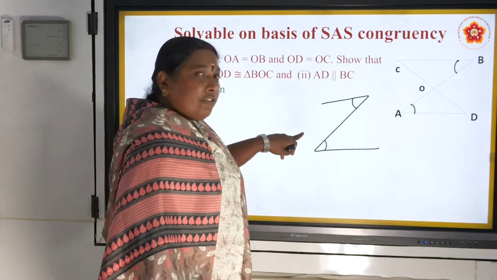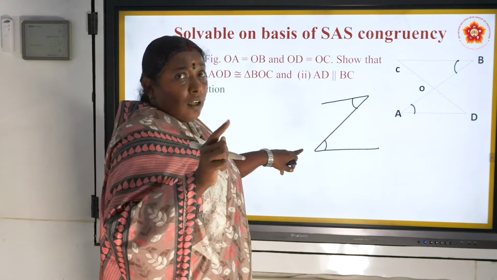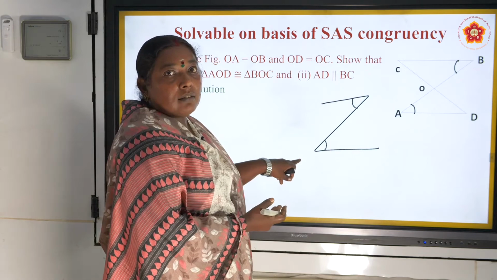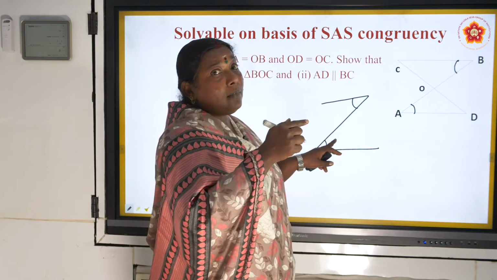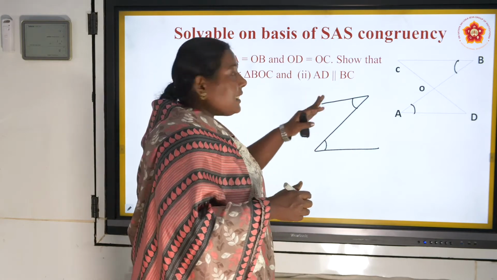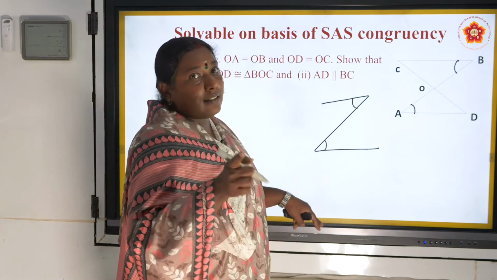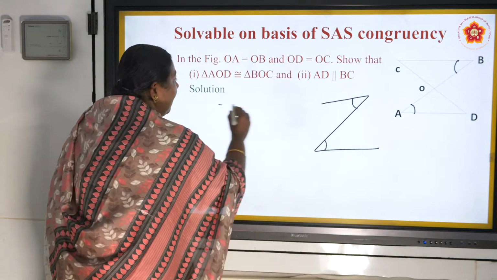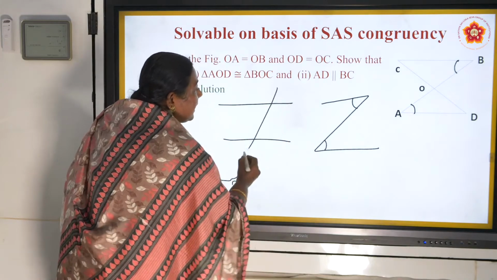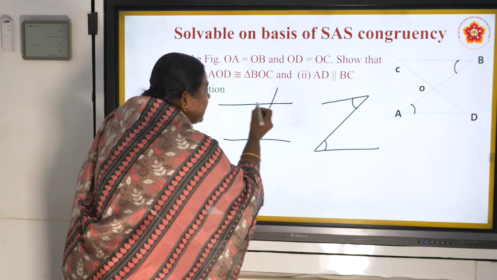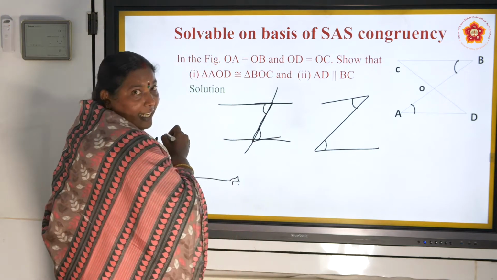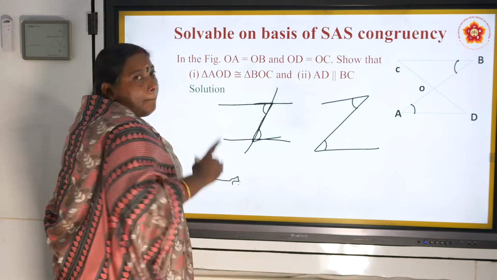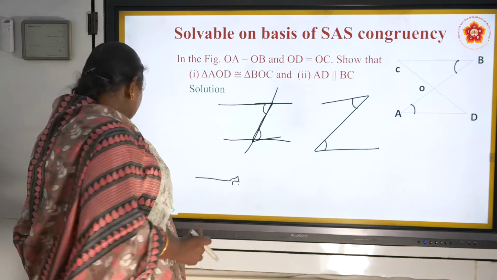Looking at this figure, your brain should tell, oh my God, this is an alternate angle. Is it right? When my alternate angles are the same, what should come? The lines it is intersecting should be parallel lines. Whenever we have parallel lines and an intersecting line, we can see a Z there. If both the angles are the same, then the lines are parallel. Easily we can prove it.